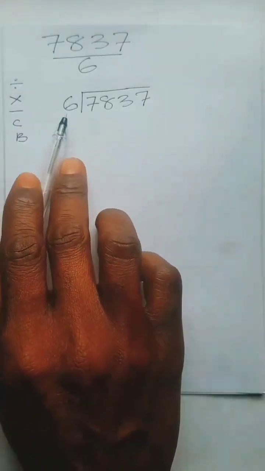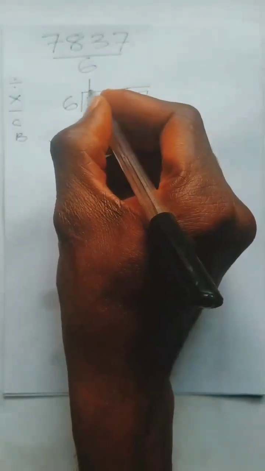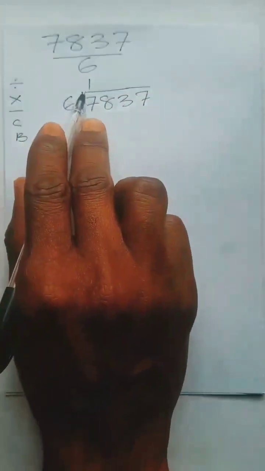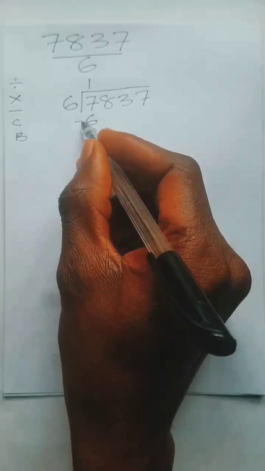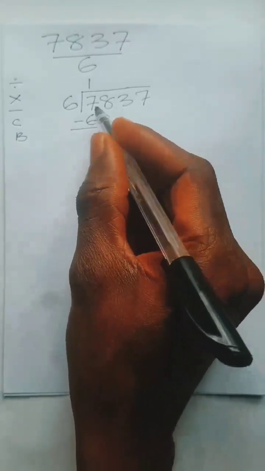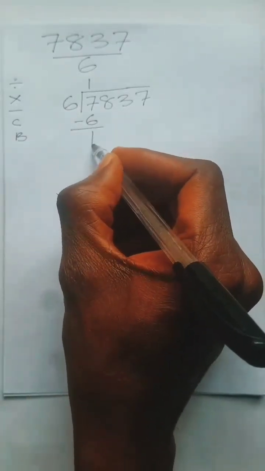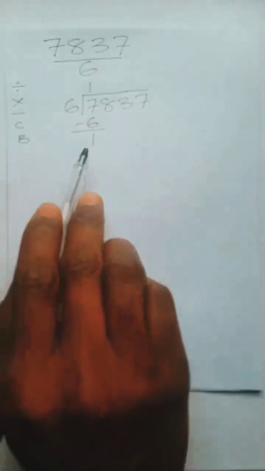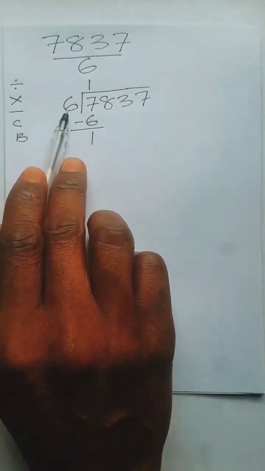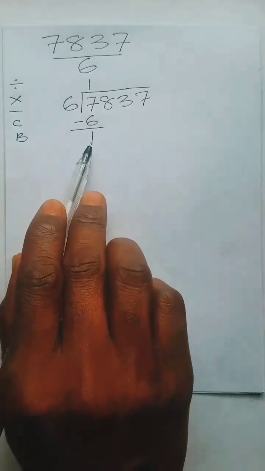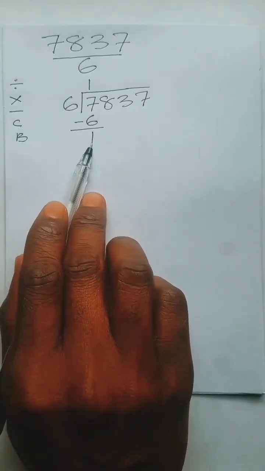So 7 divided by 6 is what? 1. Next step is multiplication. 1 times 6 is 6. Next step is subtraction. We subtract these 2 numbers. 7 minus 6 is 1. Next thing is compare. Is 1 smaller than 6? Yes, this answer here must always be smaller than the denominator we had here. So it is smaller, so we are in order.